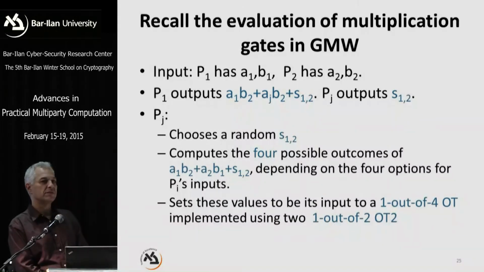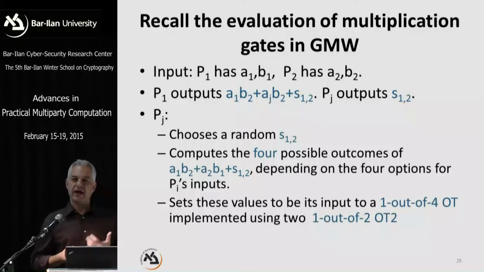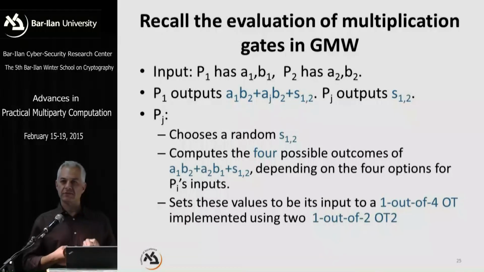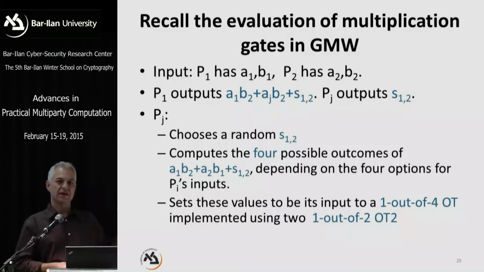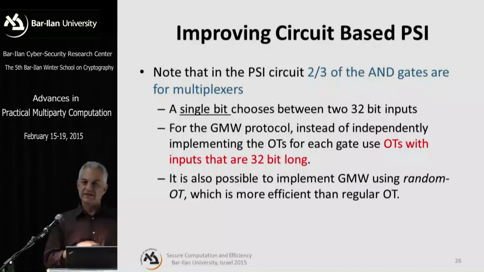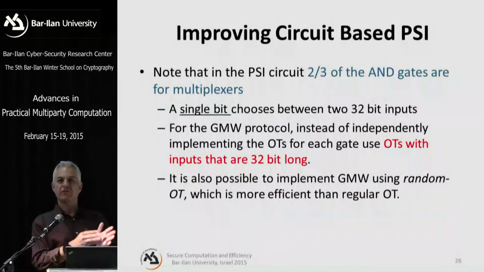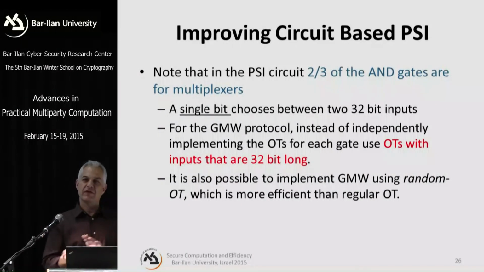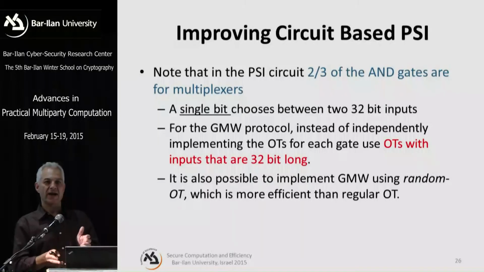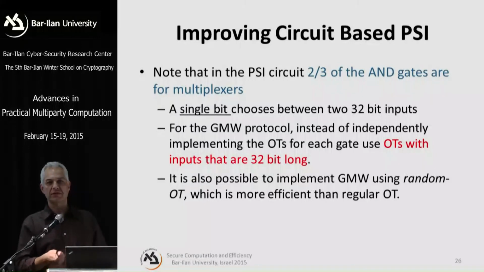If you look at how GMW implements the protocol, recall what I described on the first day. For each gate, the parties in GMW do an oblivious transfer, where the input to the oblivious transfer depends on the input of the parties to the gate. This is how it's done, but the details are not important. Now, we recall that in the PSI circuits, 2/3 of the AND gates were for multiplexers. In a multiplexer, there's a single bit that decides on the outcome of 32 bits. If we're sorting 32-bit long values, a single bit decides on the outcome, where this string should go. So a single bit is involved in at least 32 AND gates.